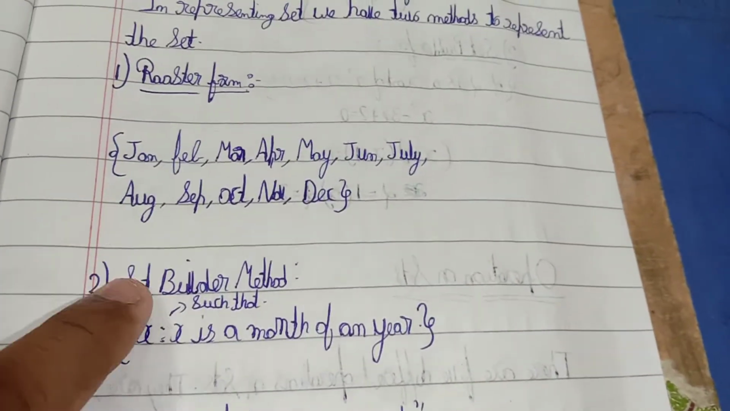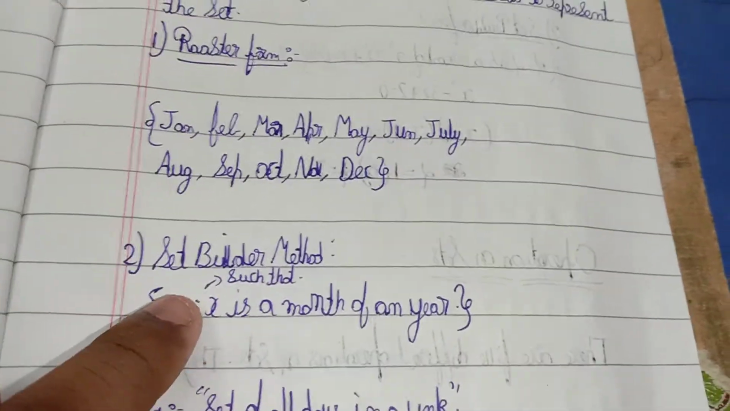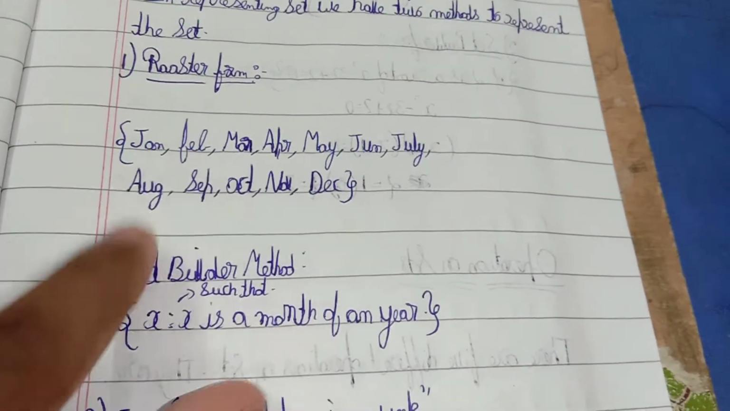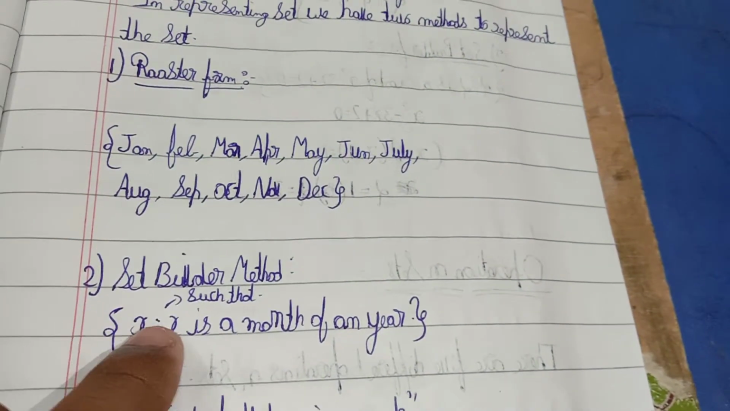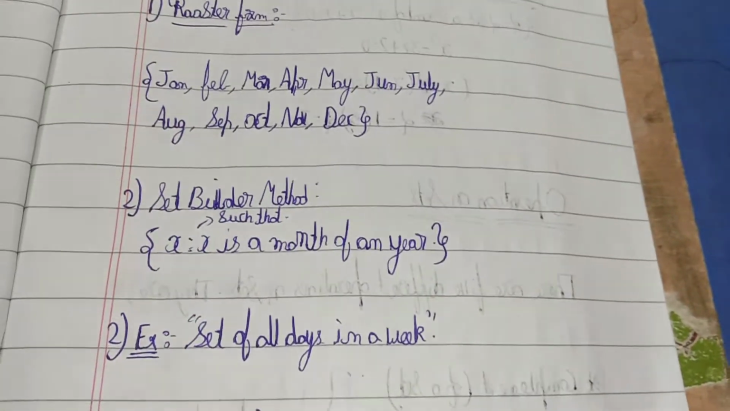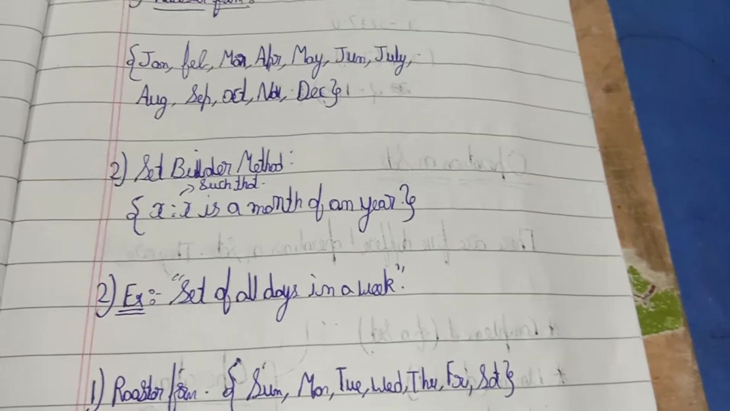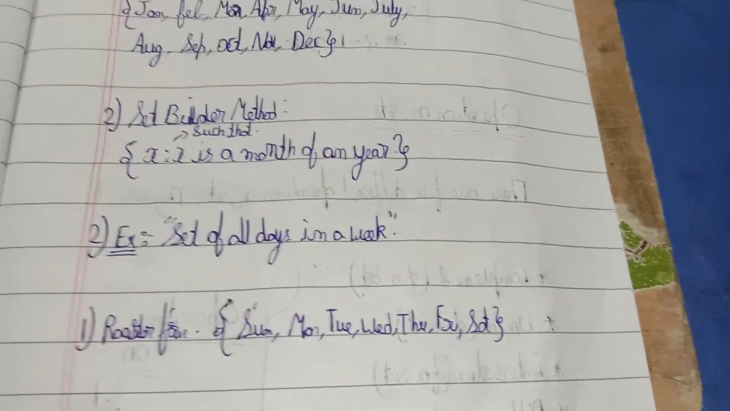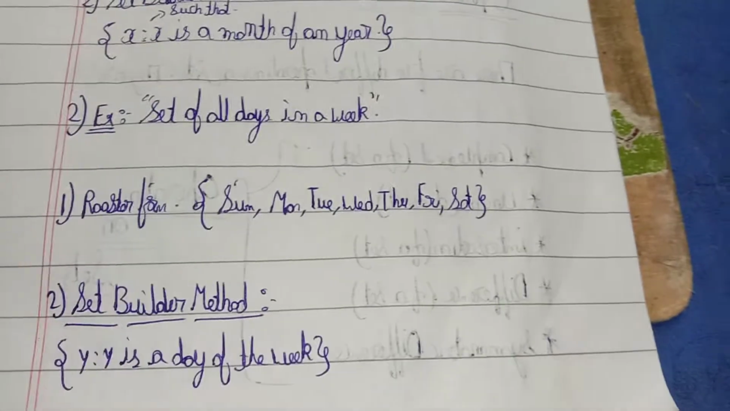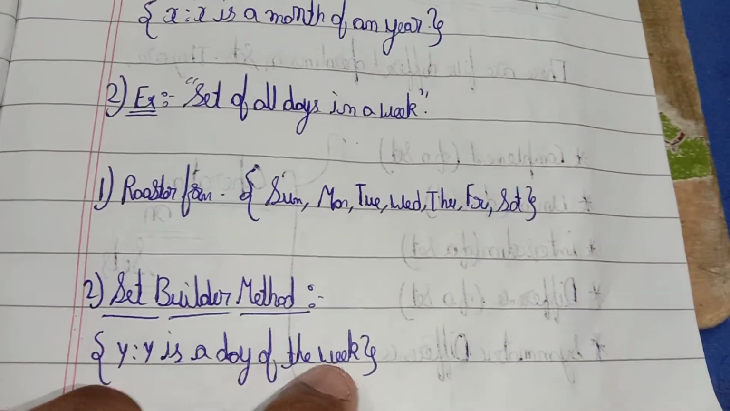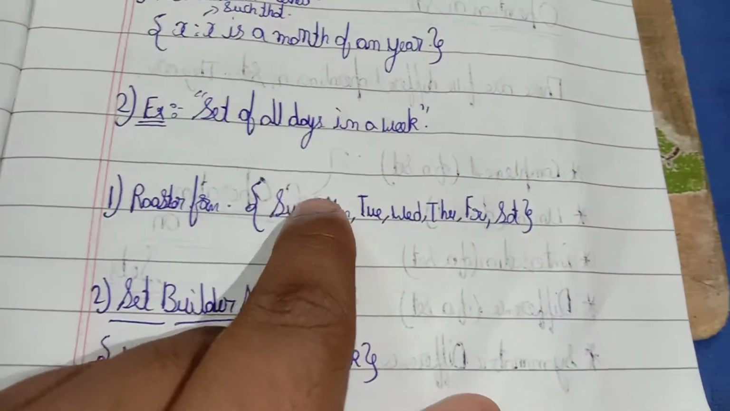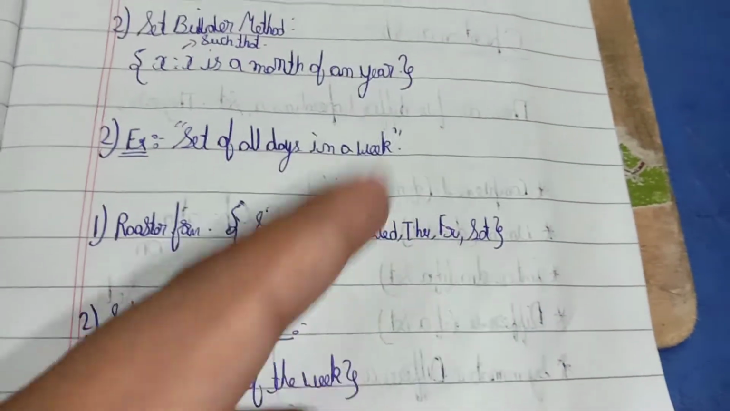In set builder form, it is {x : x is a month of a year}. The first x means all of these, and the other x means one particular month, January or February, so all 12 months. Another example, set of all days in a week. In roster form you simply write Sunday, Monday, Tuesday, and so on, Saturday. In set builder form you write {y : y is a day of the week}. Y means all 7, and the other y means a particular day, Sunday or Monday or Tuesday or Saturday, your wish, guys.